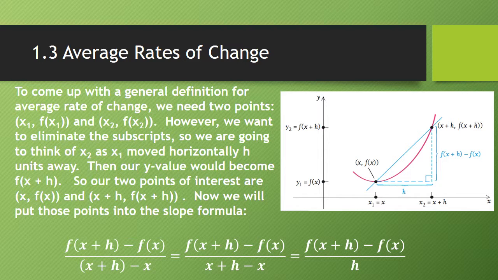Now, the numerator, you really can't do anything with it unless you know what the function is, and we don't. It's just a general definition. But notice in the denominator that I have x plus h minus x, which means that the two x's are going to cancel each other. X minus x is 0, and just leaves me with h in the denominator.